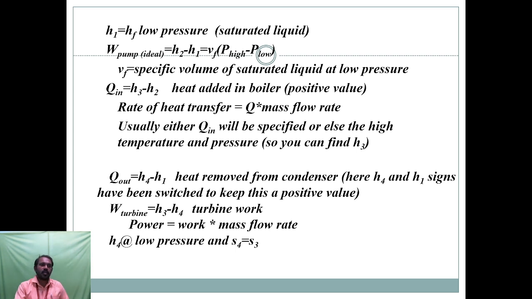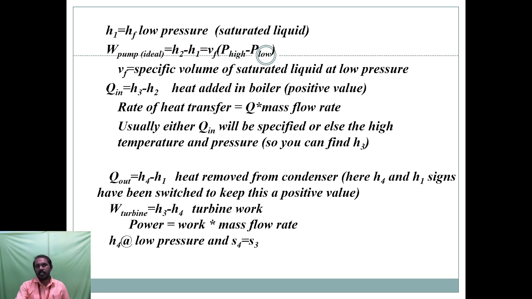This process goes from low pressure to high pressure. So low pressure is converted to high pressure. This pressure goes to the boiler, using the feed pump, so the heat is added to the boiler. The process 2 to 3 is an isobaric expansion. It's a heat adding process. The boiler is used for heating the water. H3 minus H2 is the heat added in the boiler.